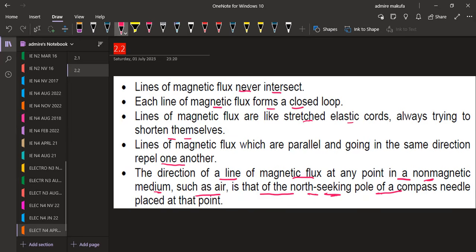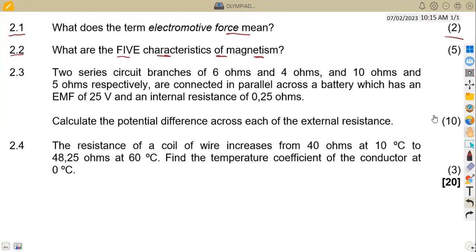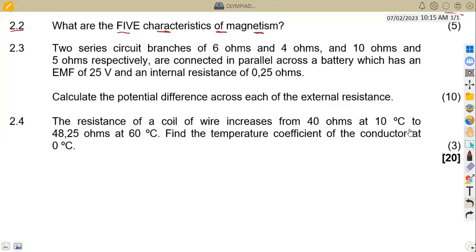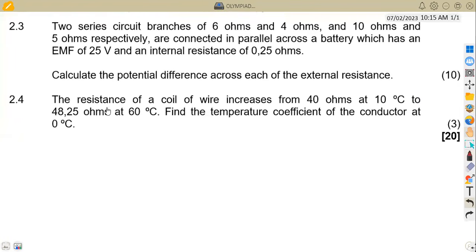So for these theory ones, guys, I just encourage you to revise your theory as much as you can so that you understand as much as you can. All right, so let us quickly rush to the calculations. We've got 13 marks for question 2.3 and question 2.4, which need us to apply the calculations.